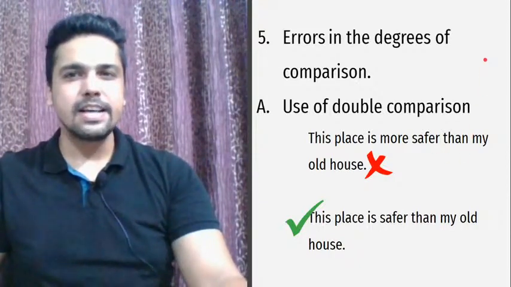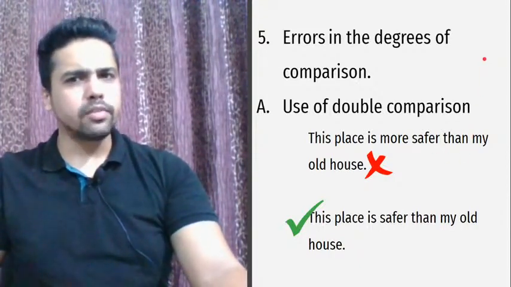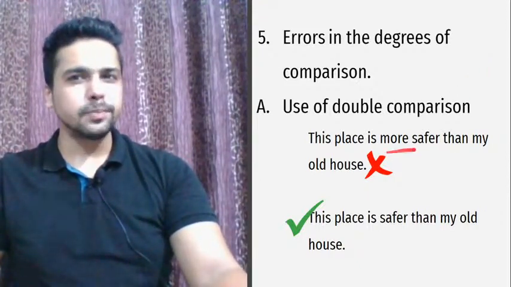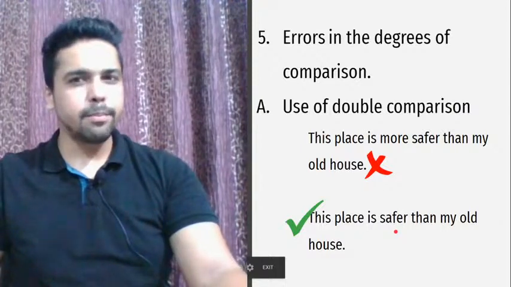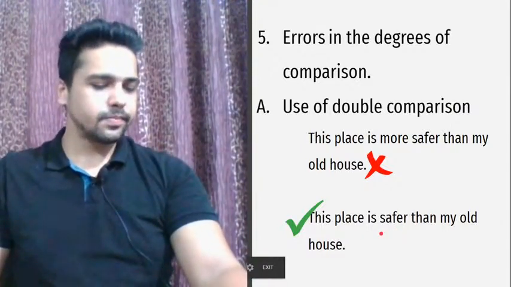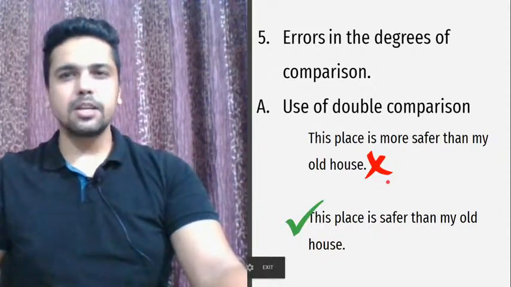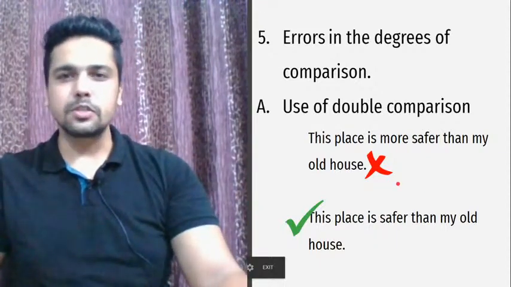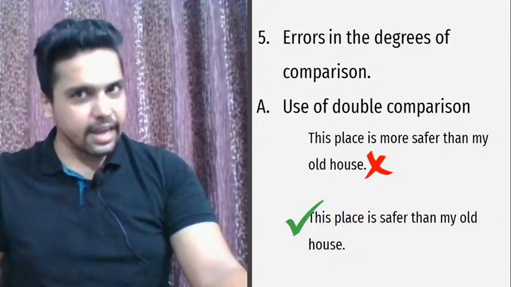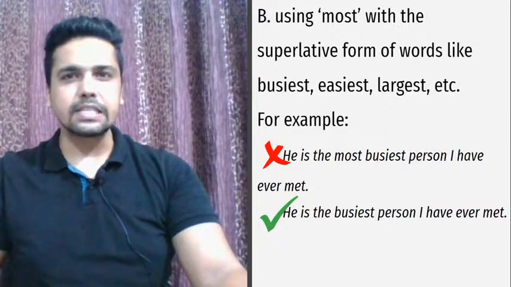Look at this. This place is more safer than my old house. Why do we have to say more safer? Because safer is already comparative. So this place is safer than my old house. So that's double comparison. This is again a very common mistake, so please avoid this.